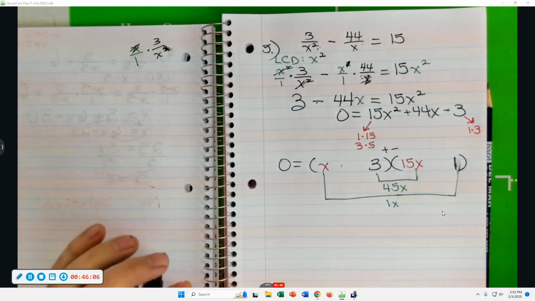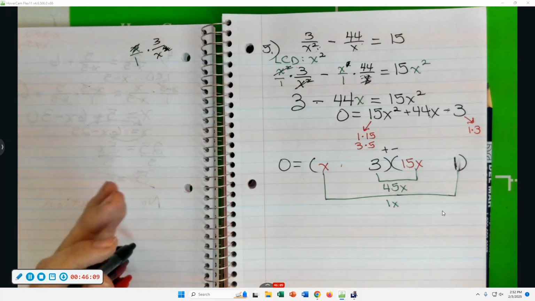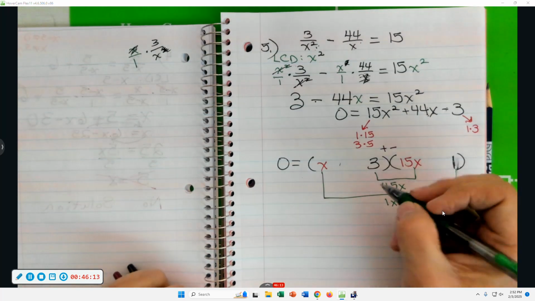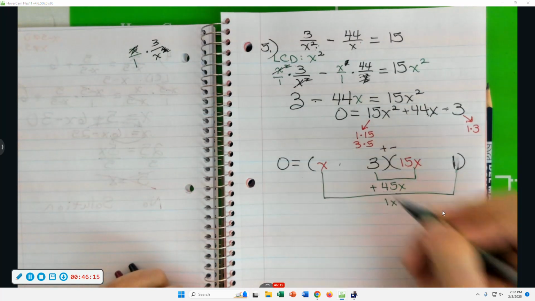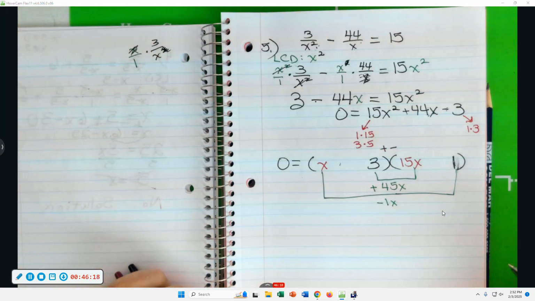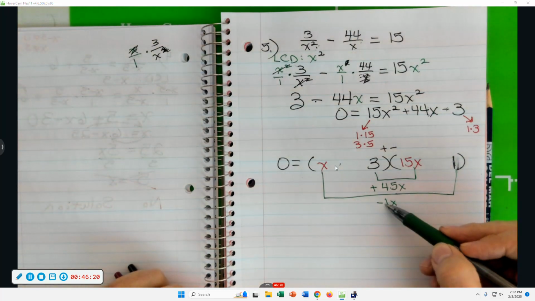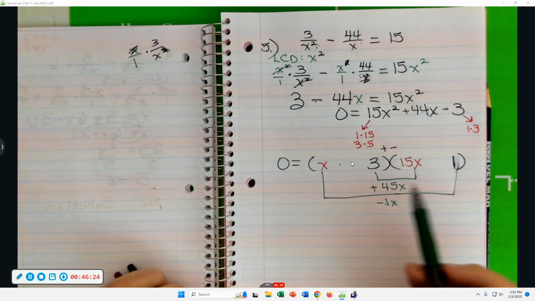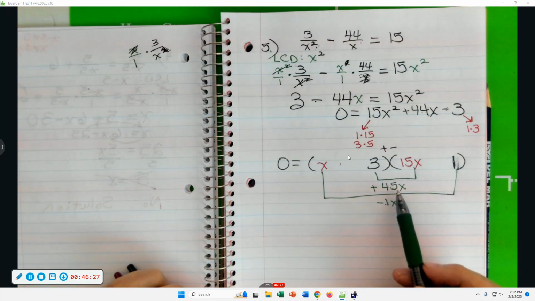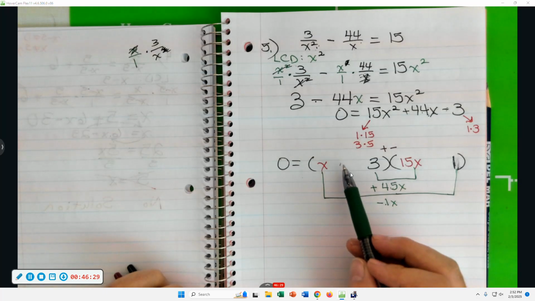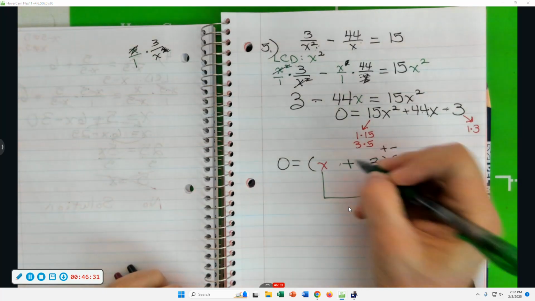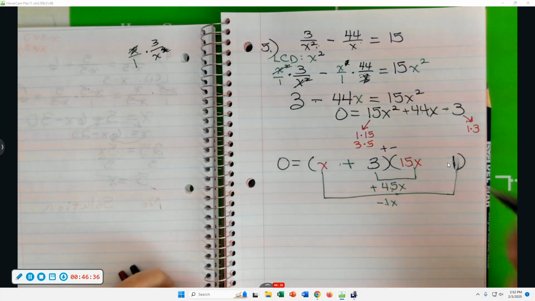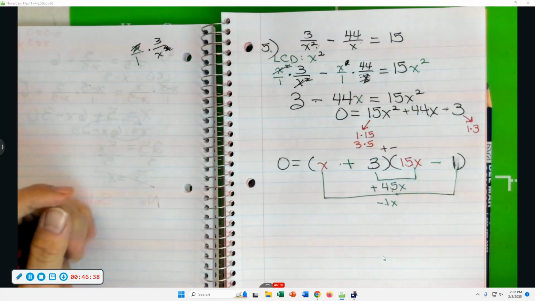The question is, where do we put the positive and where do we put the negative? We want a positive 44x, so that means 45 needs to be positive, minus 1x. 45 minus 1, doesn't that give you a positive 44? So where do you put the plus to get a positive 45x? Should the plus go with the 3? Yes, it should go with the 3. Positive 3 times 15 gave you that positive 45, which means we have a minus right there.